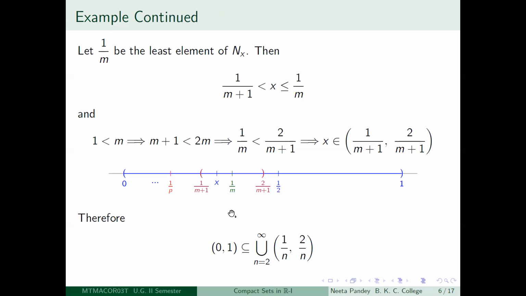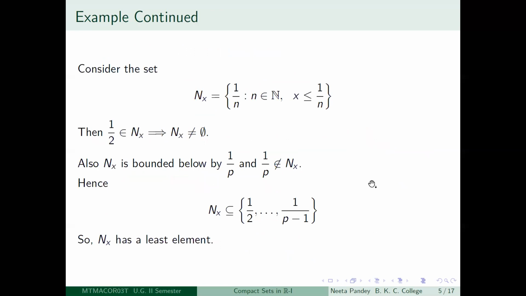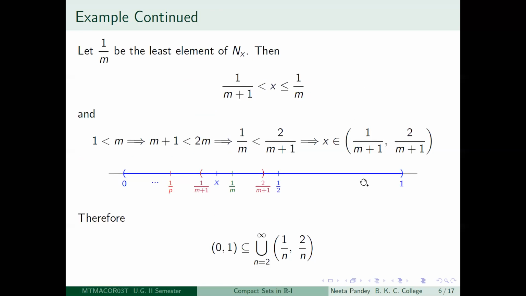And then using that and some set theoretic arguments, what we did was we found an m so that 1 by m is greater than or equal to x. Again, for clarity, I have drawn it strictly greater than x. It is not necessary. It may coincide with x. And what is important is 1 by m plus 1 is going to be strictly less than x, by the choice of 1 by m, because 1 by m is the least element. So we have this situation.